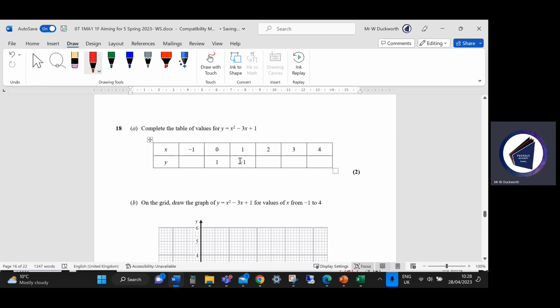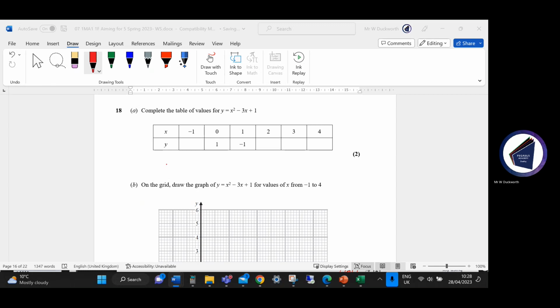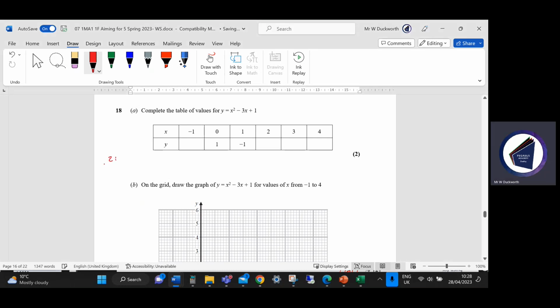Right, question 19. Complete the table for x squared minus 3x plus 1. Okay, so I'm going to start with the positive values. So when x is equal to 2, then I'm going to have 2 squared minus 3 times 2 plus 1, which is going to be 4 minus 6 plus 1, which is going to give me minus 2 minus 1.